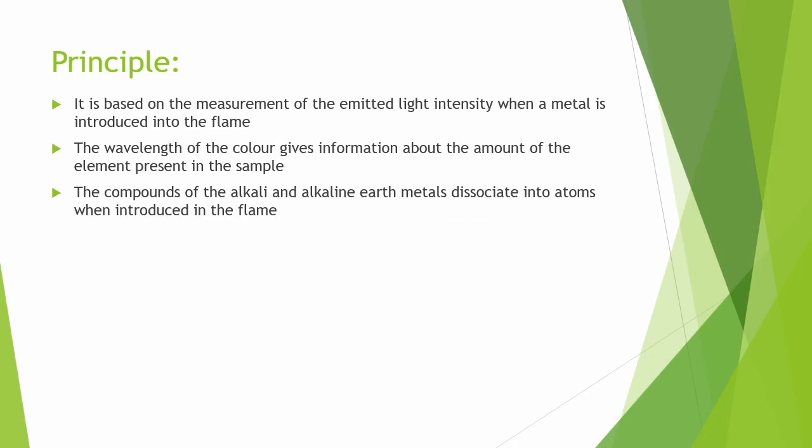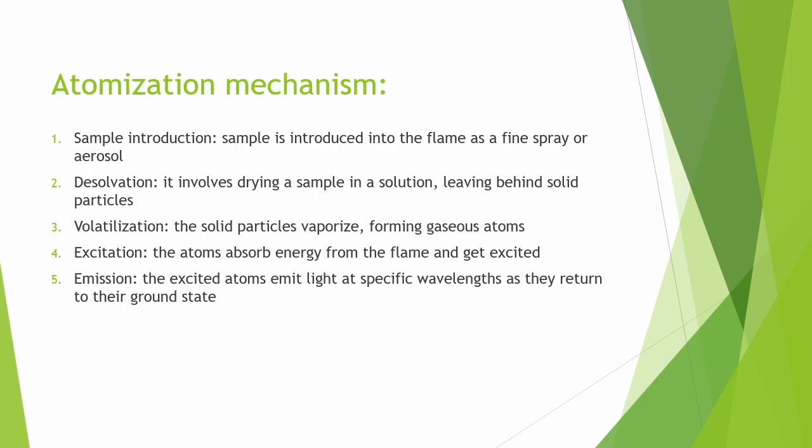When coming to the principle, it is based on the measurement of the emitted light intensity when a metal is introduced into the flame. And the wavelength of the color gives us information about the amount of element present in the sample. This is particularly useful for analyzing the compounds of alkali and alkaline earth metals, which dissociate into atoms when introduced into the flame. So now let's look into the atomization mechanism.